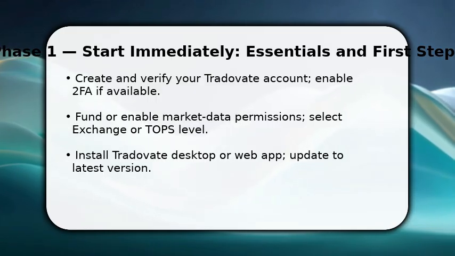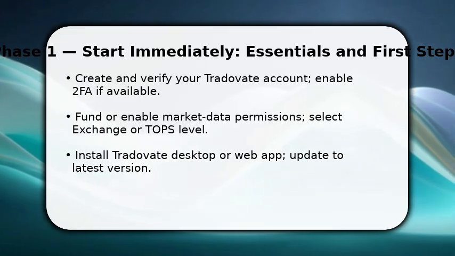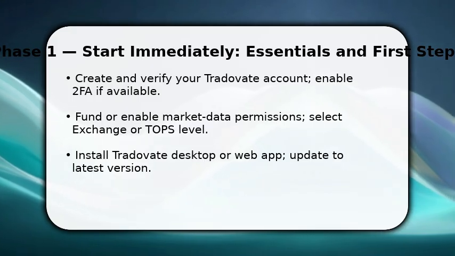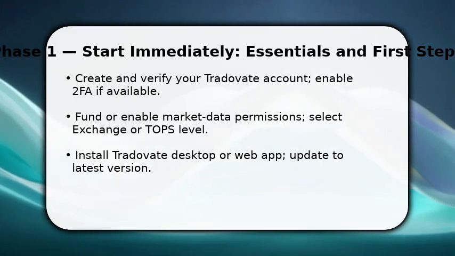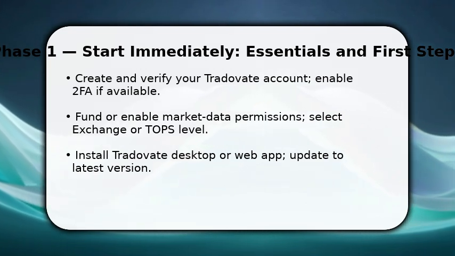Install and update the Tradovate desktop or browser app so you have the latest connectivity fixes. Make sure your API key or credentials are recorded if you plan to use the API. You need them for authenticated subscriptions, and they speed up the next steps.